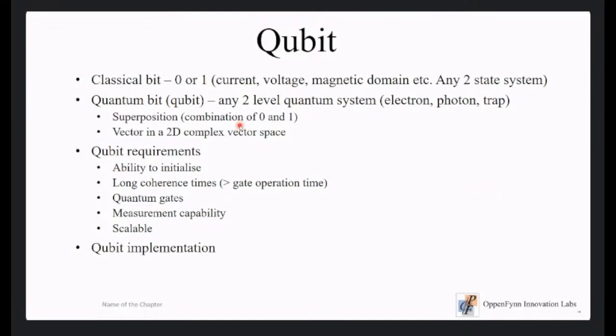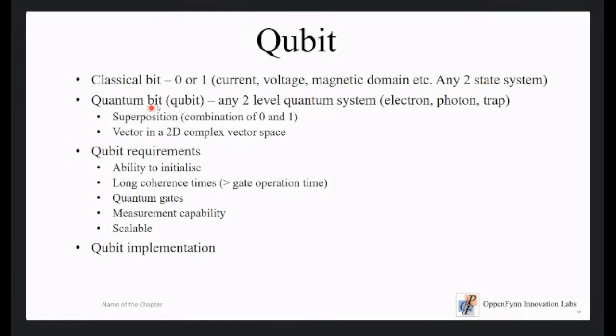Okay, so again, we'll start with the qubits. Like I said, I'll start with the classical bit and move on to the qubit. So a classical bit, we understand it very well. It's a 0 or a 1. And there are various ways you can represent a classical bit. It can be a current in a transistor. It can be a voltage on a capacitor. Like in the case of a hard disk, it can be a magnetic domain. Essentially, any two-state system, any switch where you can have two states, can be used to represent a classical bit.